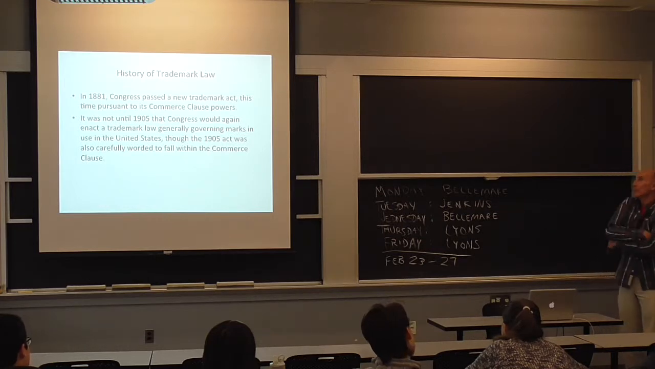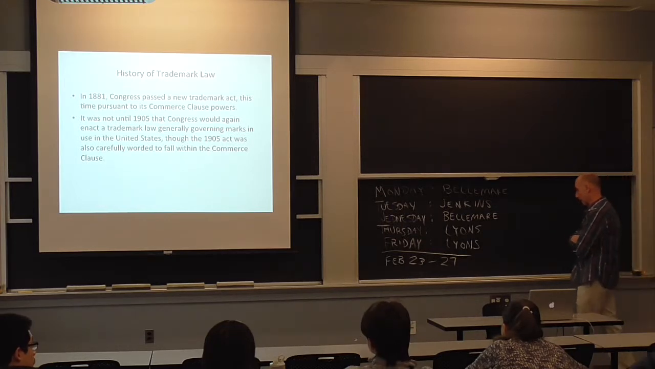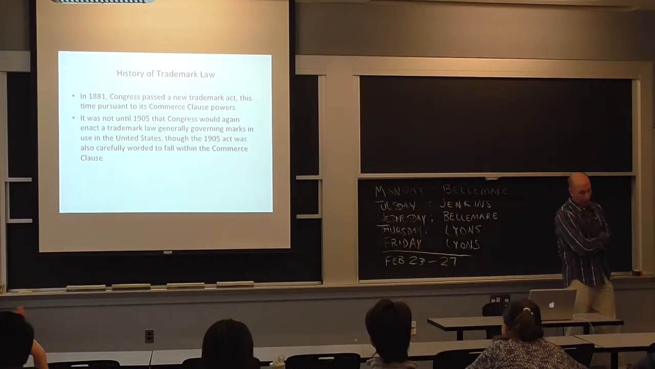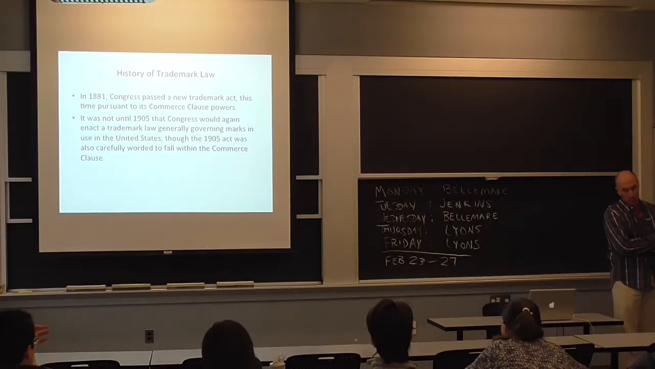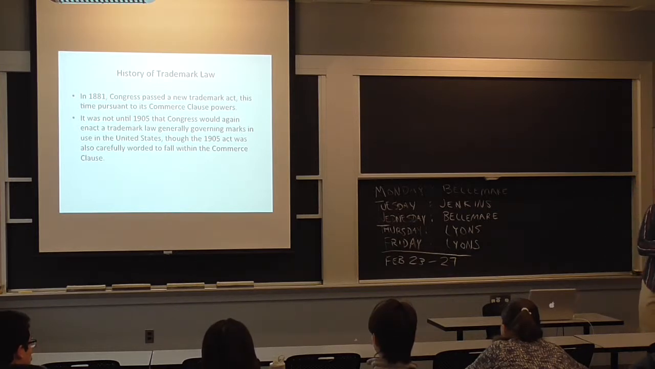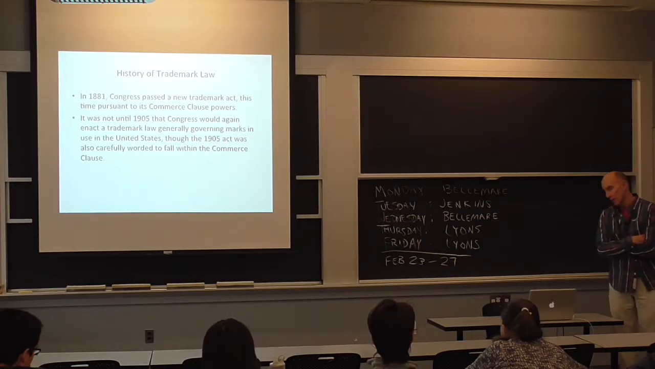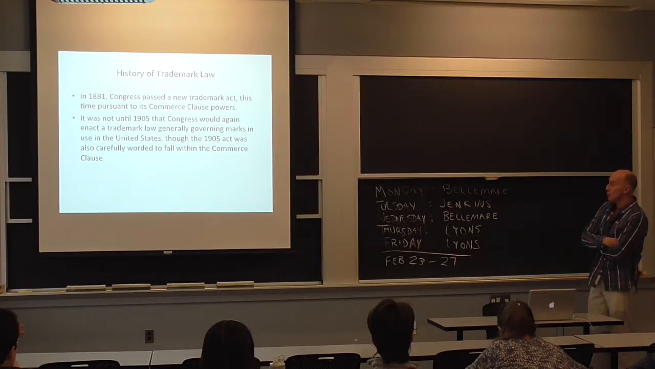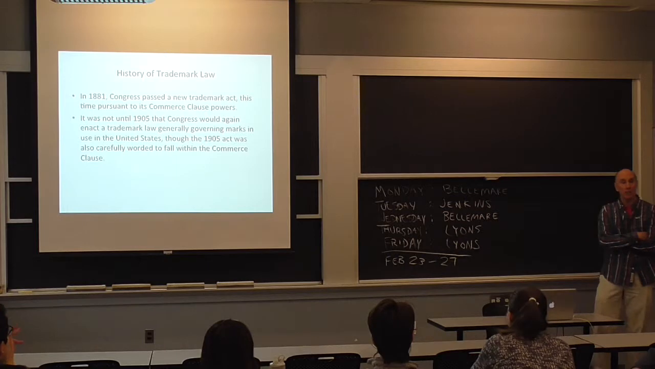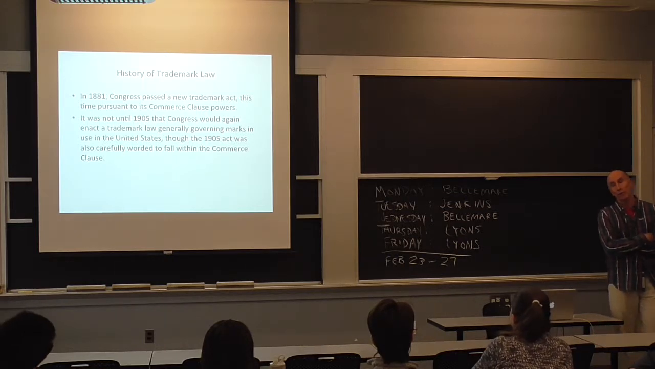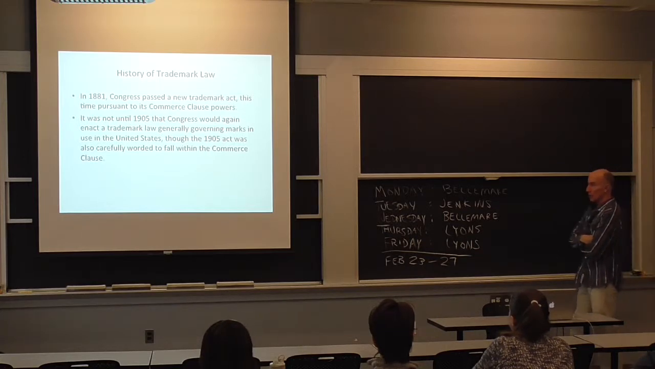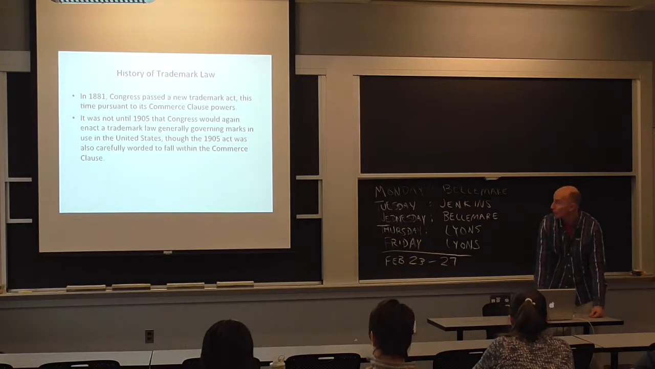In 1881, after the trademark cases and after the United States Supreme Court told Congress that they could not grant trademark intellectual property rights via the Copyright and Patent Clause, they passed a new Trademark Act, but in the legislative history made it clear that it was being passed under Congress's power under the Commerce Clause, which gives Congress the right to regulate commerce.